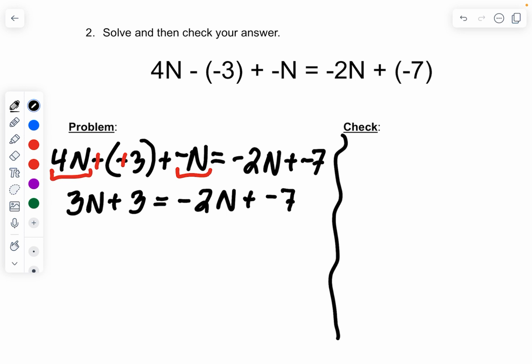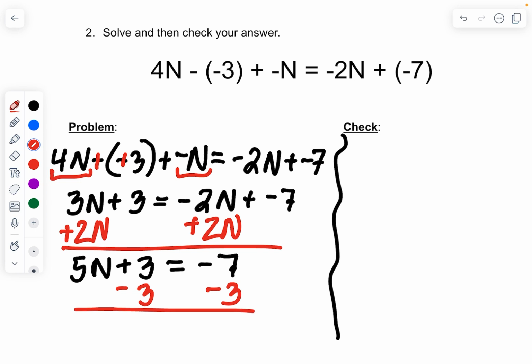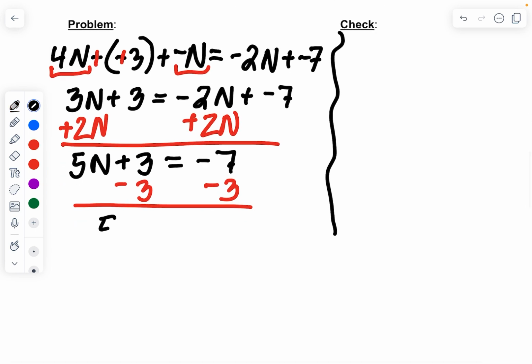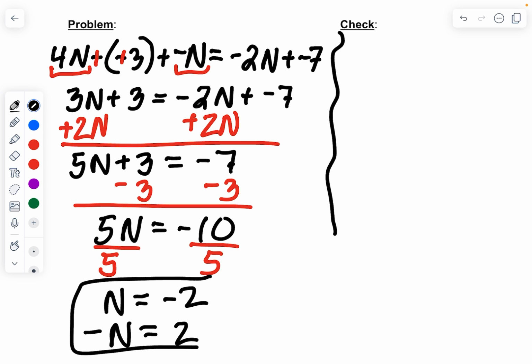I think what I'm going to do is do the n's first. So I'm going to add 2n to each side. 5n plus 3 equals negative 7. I'm going to get my n's by itself, so I'm going to go ahead and subtract my 3. I end up with 5n equals negative 10. Divide by the number in front of n. And I end up with n equaling negative 2 and negative n equaling 2.